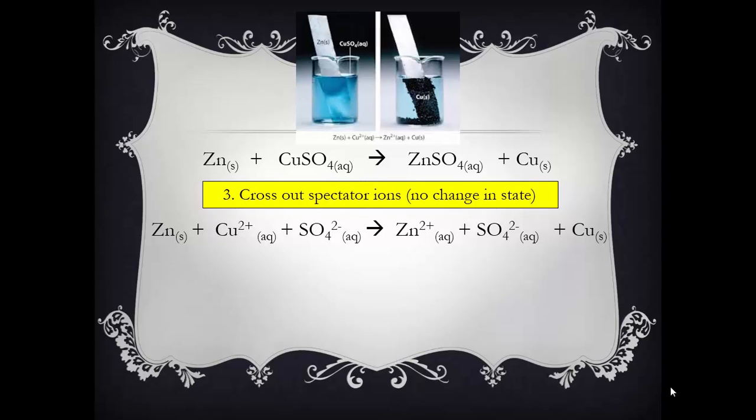So if you notice, zinc on the reactant side is solid, zinc on the product side is aqueous. So that means there is a change, so you can't cross out zinc. Copper is aqueous on the reactant side and goes to solid, so that changes.